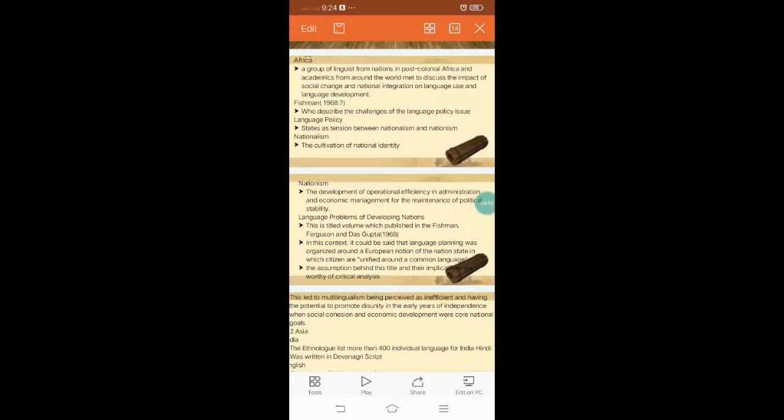This led to multilingualism being perceived as inefficient and having the potential to promote disunity in the early years of independence, when social cohesion and economic development were core national goals.